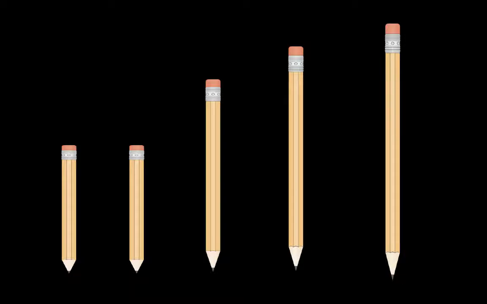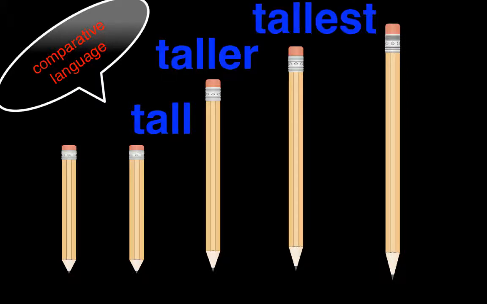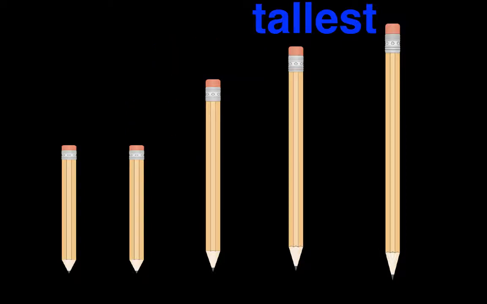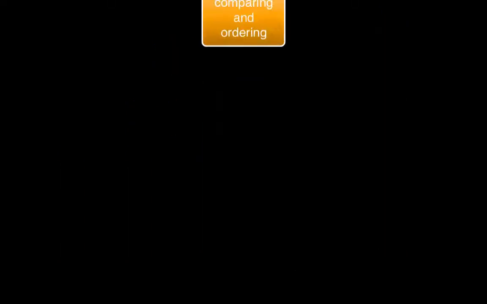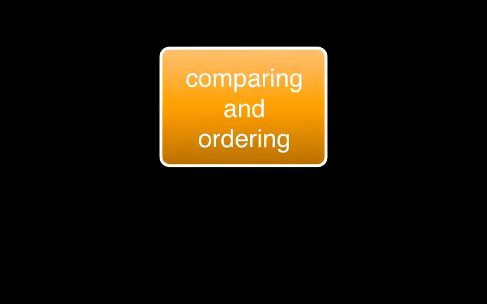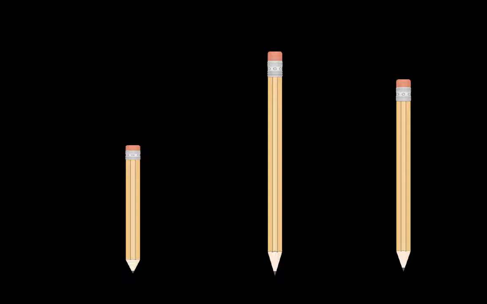We're also in that process talking about the language, the comparative language. This one's tall, this one's taller, this one is the tallest. Those sorts of words are really important in that process. When we're teaching comparing and ordering, what we will do is we'll start with the 2 objects, we'll bring in a 3rd object, and they will then have to sort them, progressively building up to more and more objects.